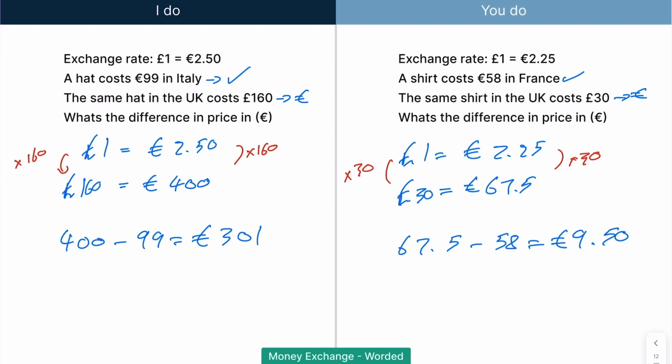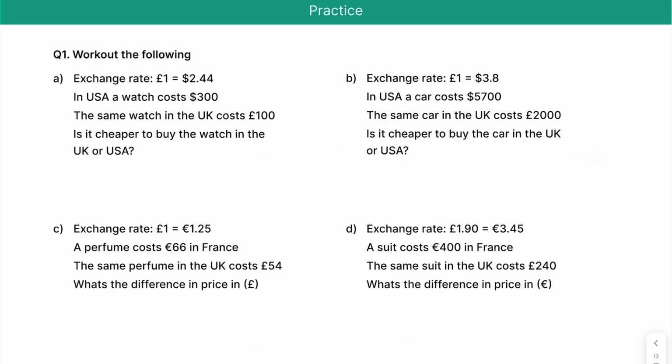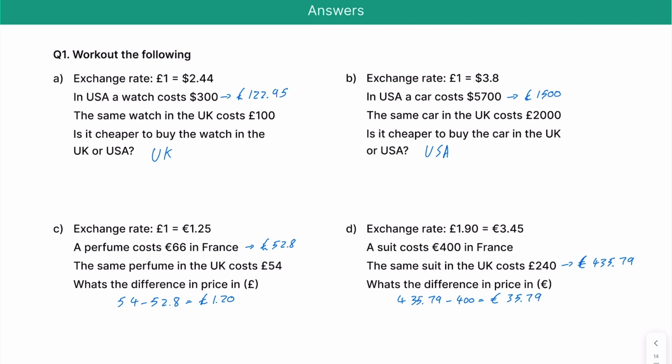9.50 euros. So here's some practice questions. Press pause and have a go. Here are the answers, mark your work.